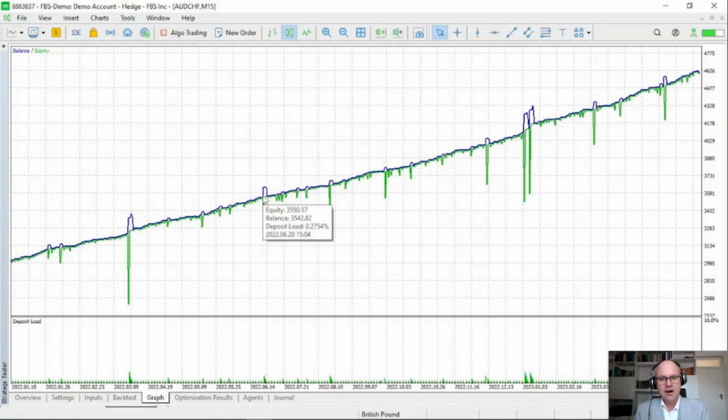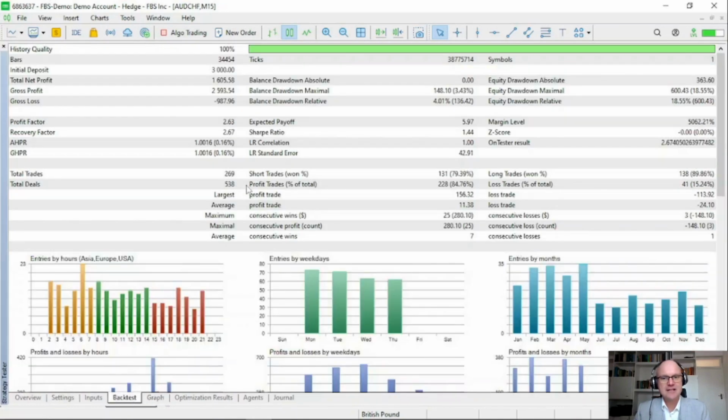So we still have our drawdown spikes. However, during the 15-month period, we didn't hit our drawdown limit, meaning we didn't hit a loss. And by doing this, we were further able to reduce our original drawdown from $1,491 to only $600, still gathering a total net profit which is up from the 1,100 to 1,605.58, with that beautiful profit factor of 2.63.